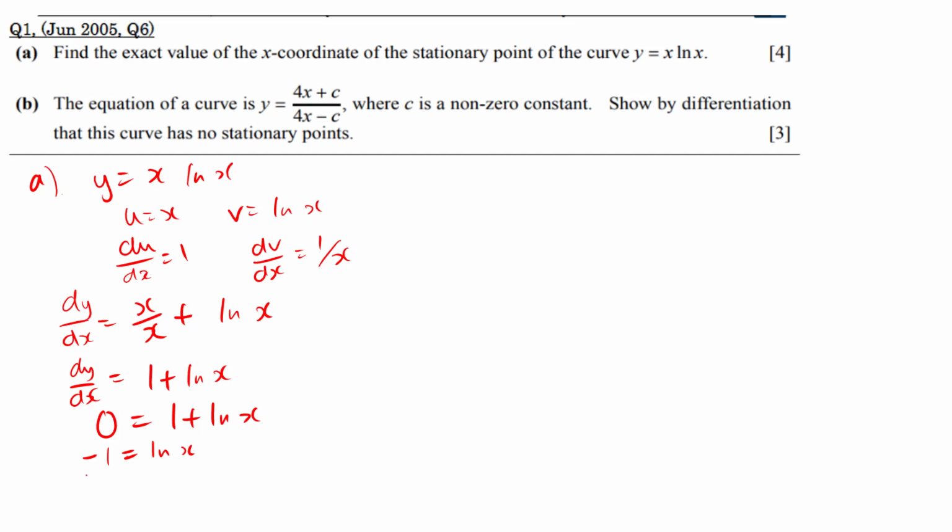So the inverse, so if I do this, e to the minus 1 equals e to the ln x, yes? So that's the inverse, so you get e to the minus 1 equals x. Does that make sense? Yeah. Yep, and that's literally how you do A. Nia, are we good with that?